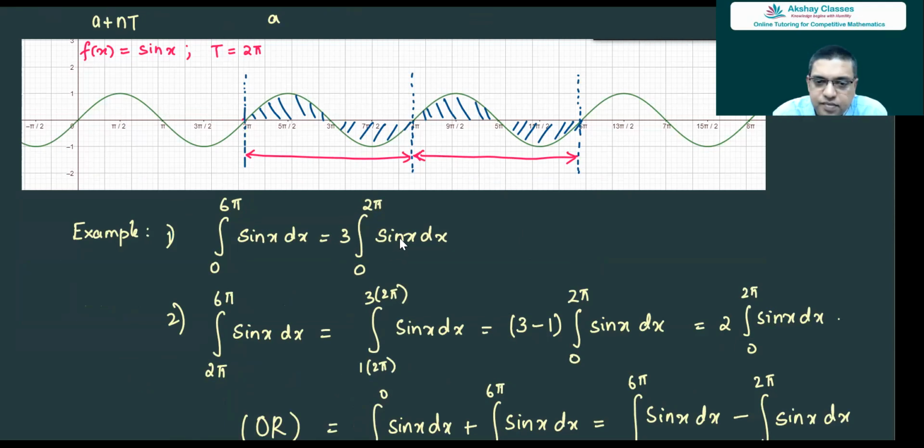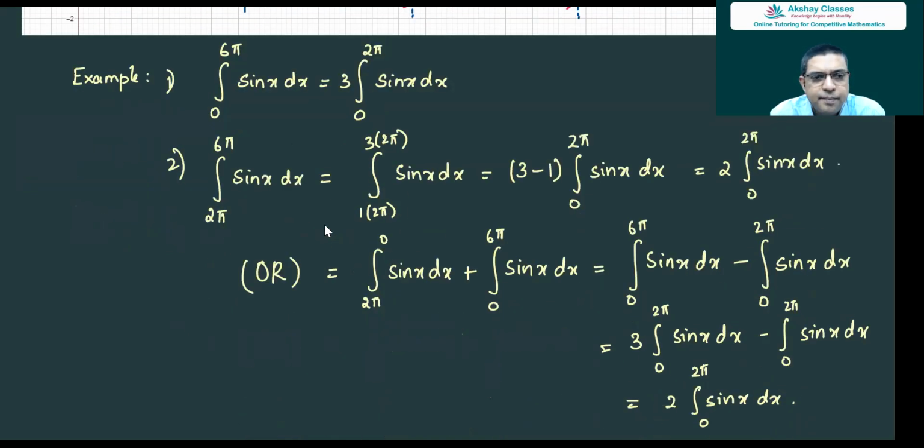Got it? So just by period lengths, we can identify how much will be, because go to the fundamental period 0 to 2 pi, whatever is that area, that will be valid for all other periodic areas, all these shaded areas within those periods.